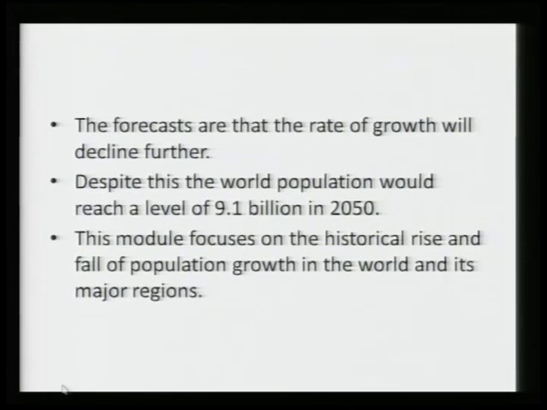because the rate of growth of world population is declining. So, this module focuses on the historical rise and fall of population growth in the world and its major reasons.